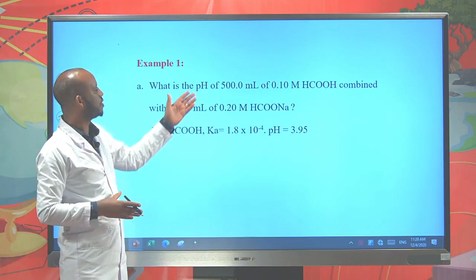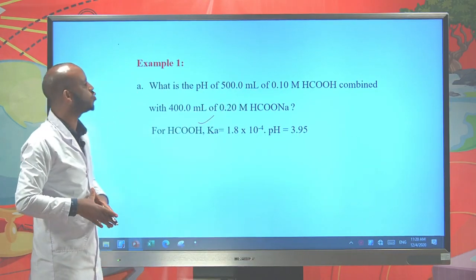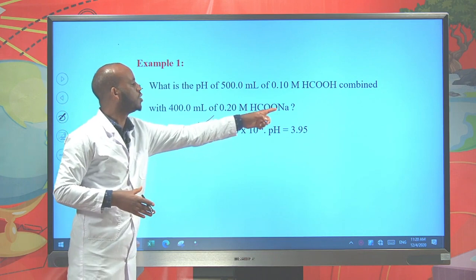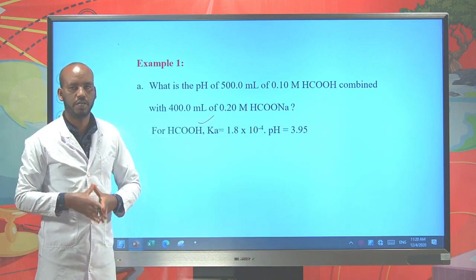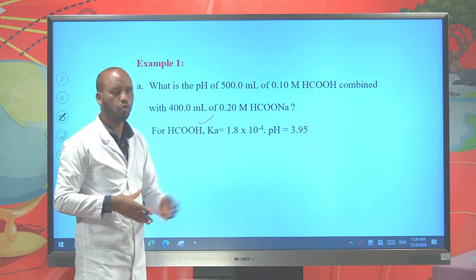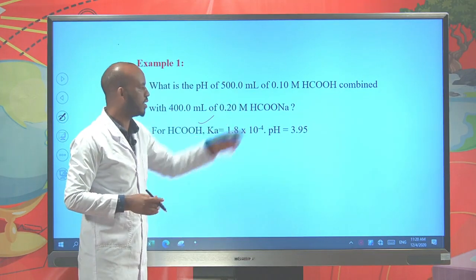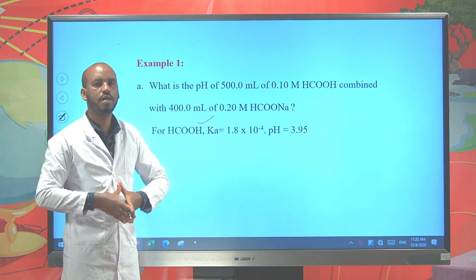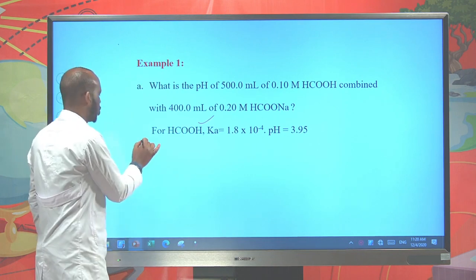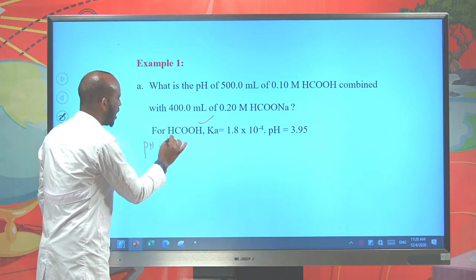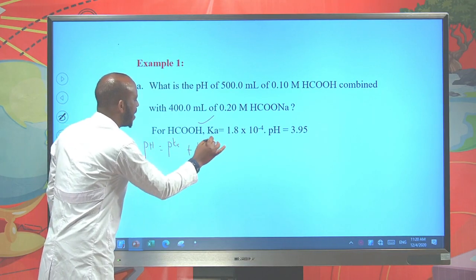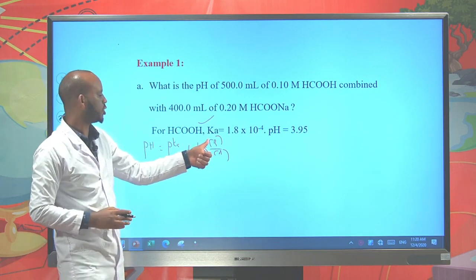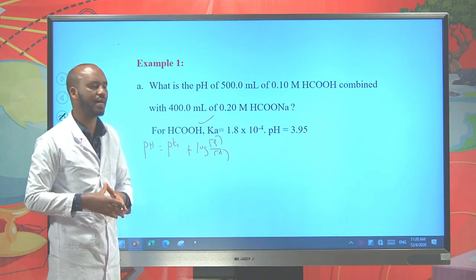Example: what is the pH of 500 milliliters of 0.1 molar formic acid combined with 400 milliliters of 0.2 molar sodium formate? Students, this is a buffer solution. What type of buffer solution is this? Acidic buffer solution. For an acidic buffer solution, the Henderson-Hasselbalch equation is pH equals pKa plus log base concentration divided by acid concentration. We need the concentration of the base and the concentration of the acid.